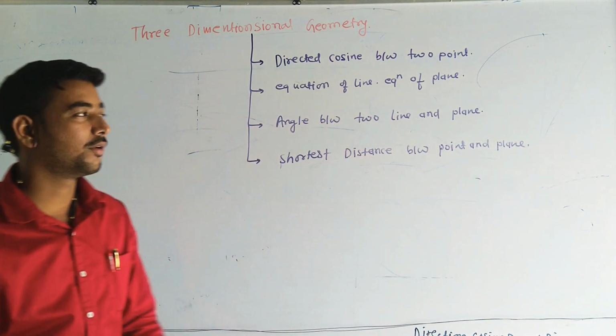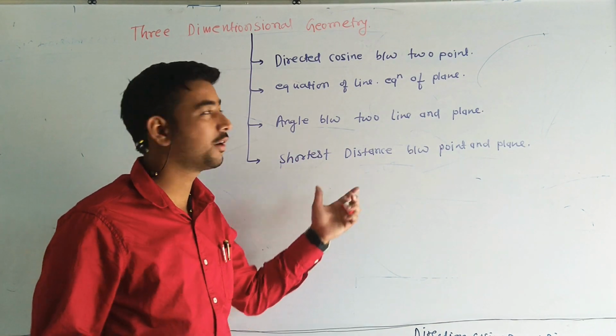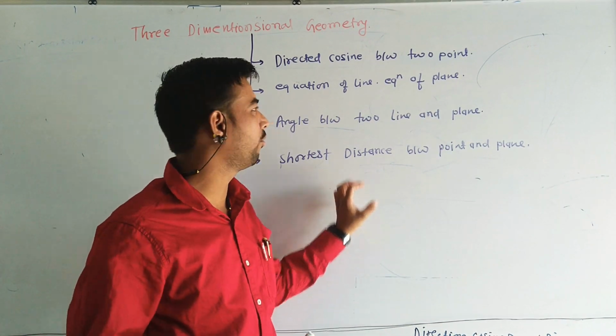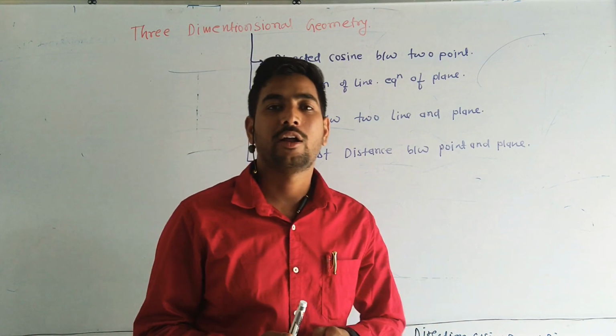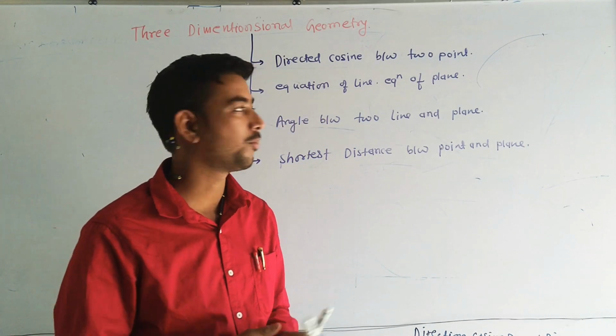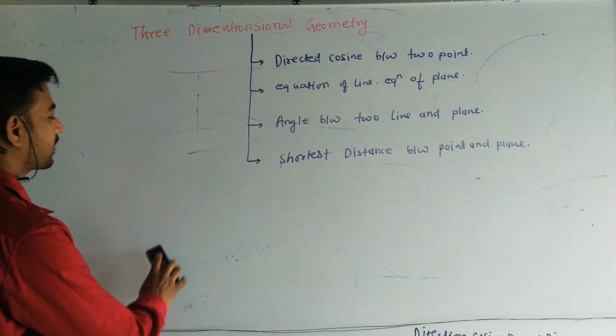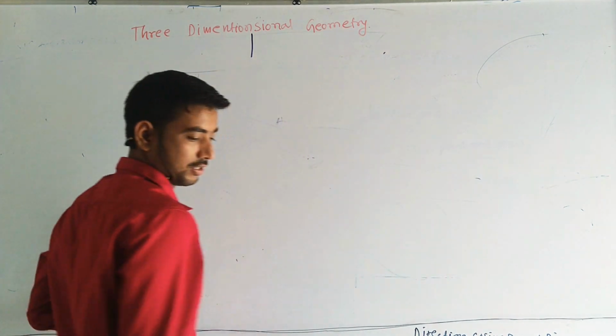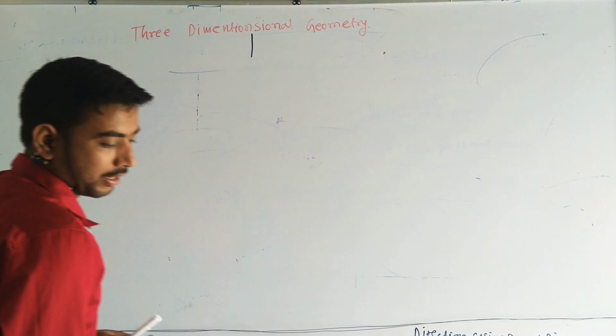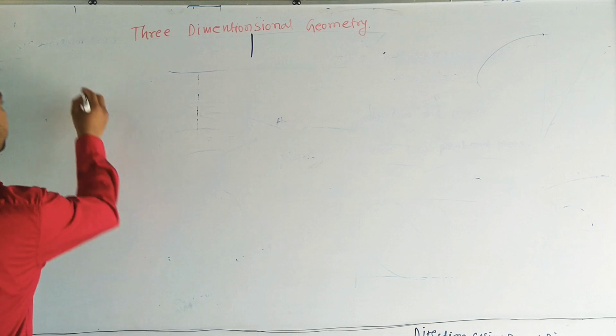So these are our main topics, and the remaining other things we will study in three dimensional geometry. Okay, and in mathematics, this is one of the most important topics. So first we will discuss the first topic, direction cosine of the line.